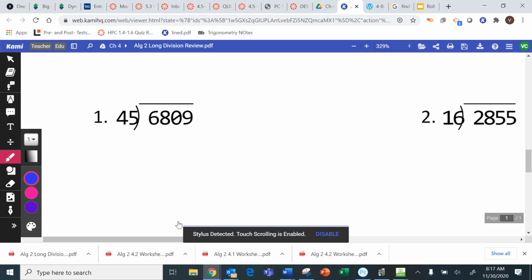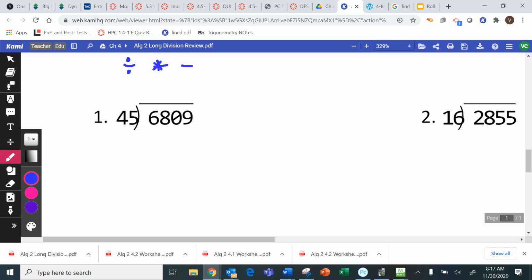Okay, so to review long division, we first divide, then we multiply, then we subtract, then we bring it on down and bring it on back. So we're going to take 45 and we're going to divide it into 6. Does it go into 6? No. So we're going to divide it into 68. Does it go into 68 at least once?